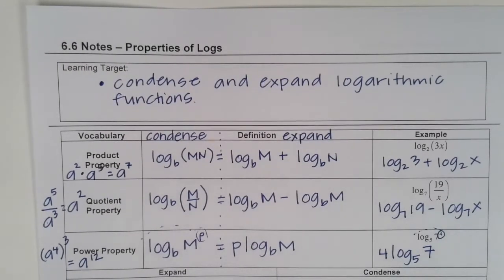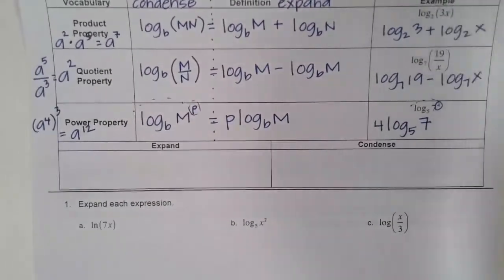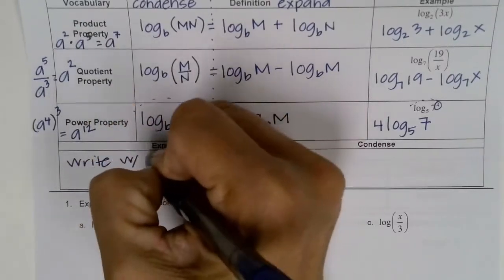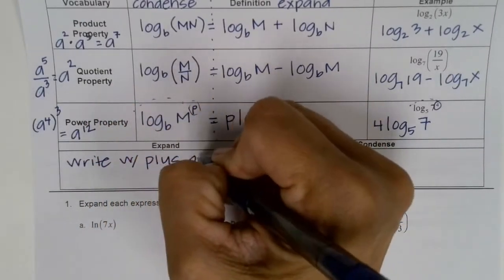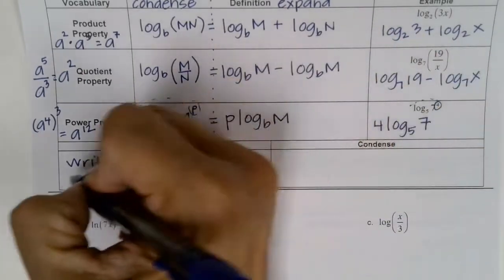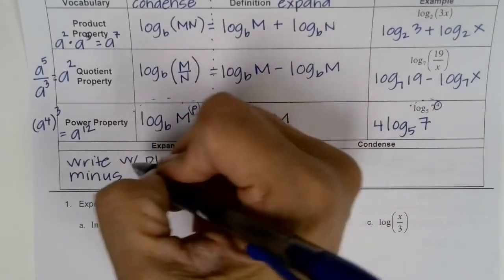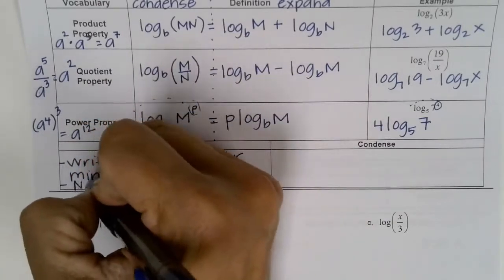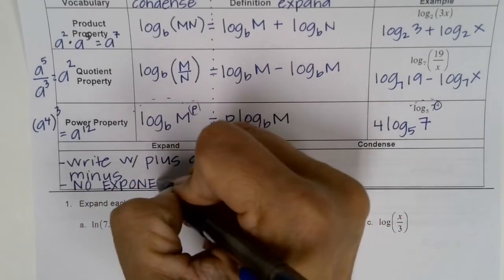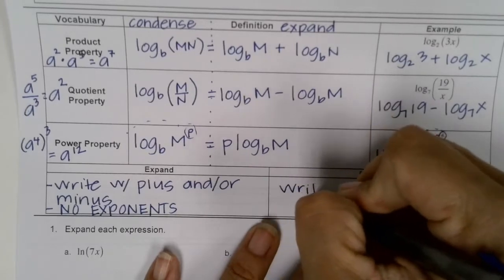Okay, so there's that. Here are some helpful hints when you're asked to expand. You are always going to write it with plus or minus, and or minus really, because you can have two in the same problem. And no exponents. So exponents are in the condensed form. When it says condensed, this means write it as a single logarithm.